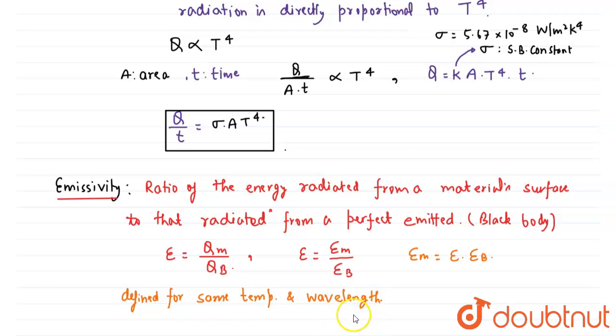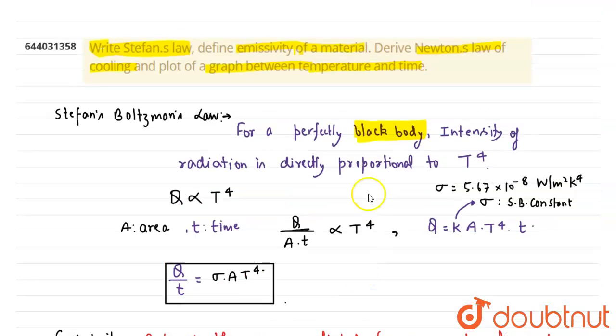I want to add one more point. The emissivity of a surface depends not only on the material but also on the nature of the surface. Now the next part of the question is to derive Newton's law of cooling and plot the graph between temperature and the time.